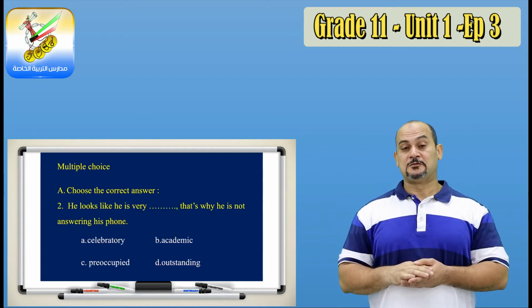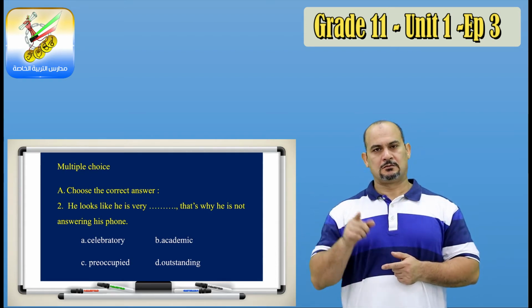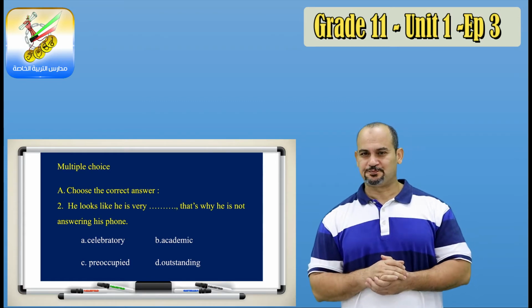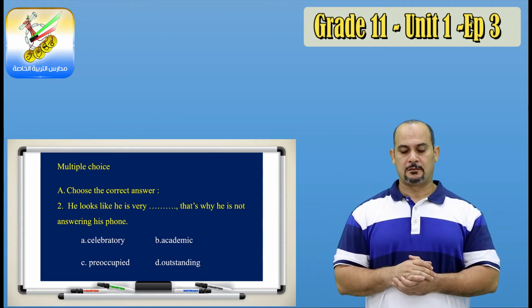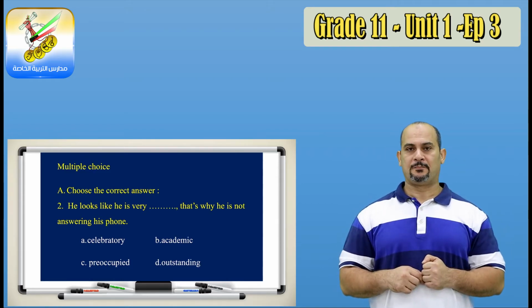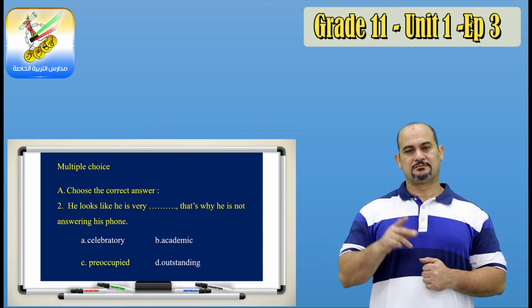Sentence number 2. He looks like he's very blank. That's why he's not answering the phone. Now I want you to read the answers and try to guess the correct answer. The correct answer is preoccupied.